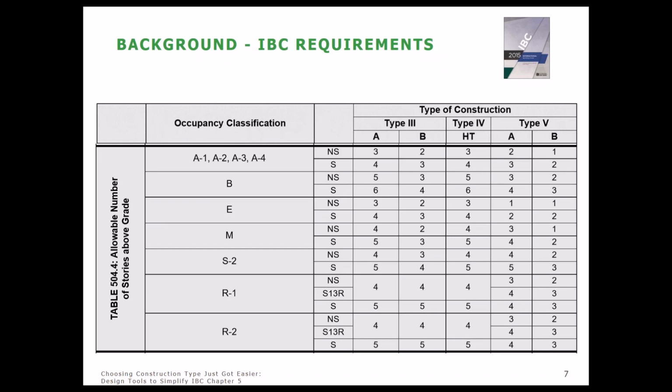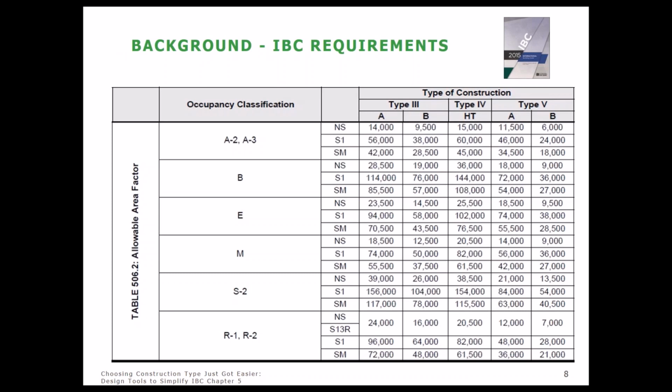Here's another height table, 504.4. Again, you enter with the occupancies on the left. Truncated table with only type 3, 4, 5 showing. Here we have, again, non-sprinklered, sprinklered, 13R down here. This is height in stories. So separate tables, height in feet above grade in 504.3, height in stories above grade, 504.4.